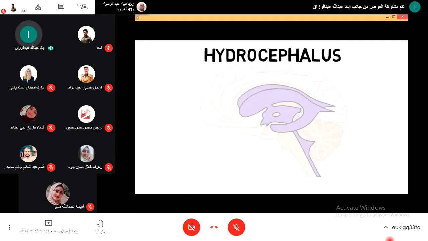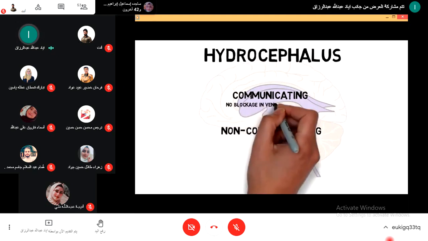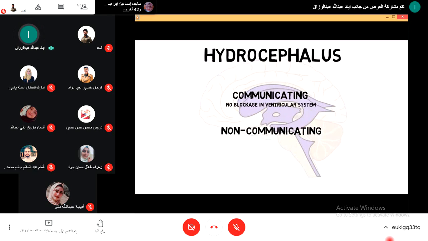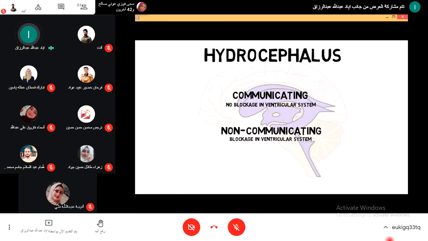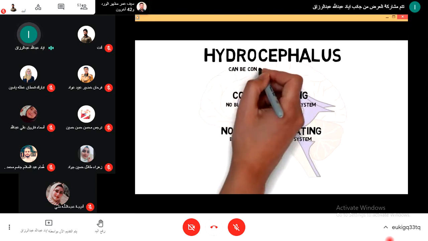Hydrocephalus can occur due to excess production of CSF, impaired reabsorption of CSF into the bloodstream, or a blockage in the ventricular system that causes CSF to accumulate. Hydrocephalus is mainly classified as either communicating or non-communicating. Communicating hydrocephalus does not involve a blockage in the ventricular system. Non-communicating hydrocephalus involves a blockage and is the most common cause of hydrocephalus. Hydrocephalus can be present at birth or it can be acquired later in life.